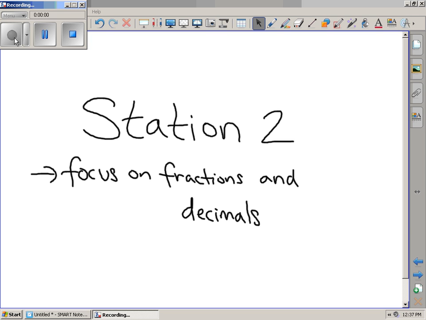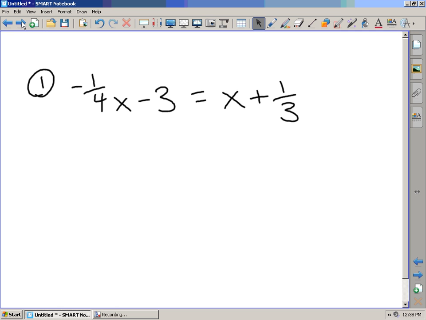Question 2, I included fractions or decimals in each problem to make it a little bit difficult so that I can see if you really understand how to solve equations. Let's start by looking at number 1.